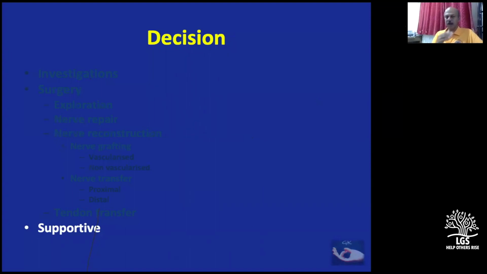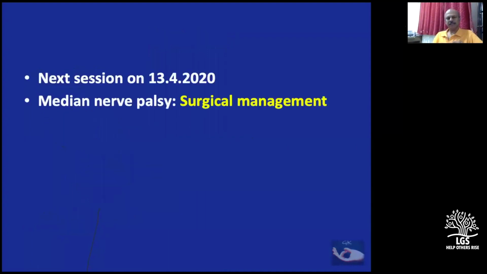Now we have seen the anatomy of the median nerve, the causes of injury of the median nerve, causes of median nerve palsy. Then we have seen the other reasons, the decision making, and we have also seen in detail about the basic clinical examination of median nerve injury. So now we will continue with this in the next session on median nerve palsy and surgical management.